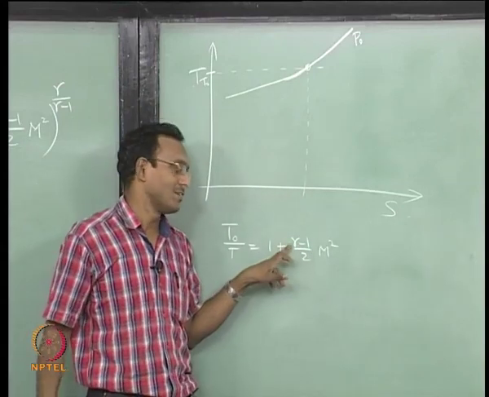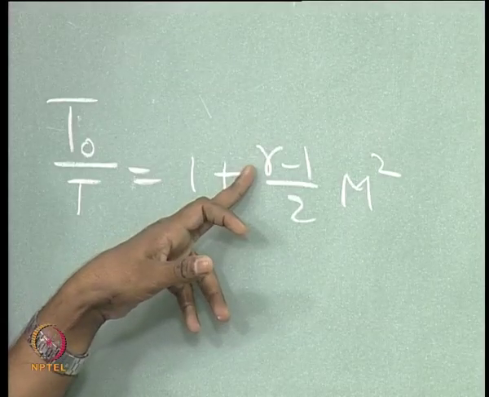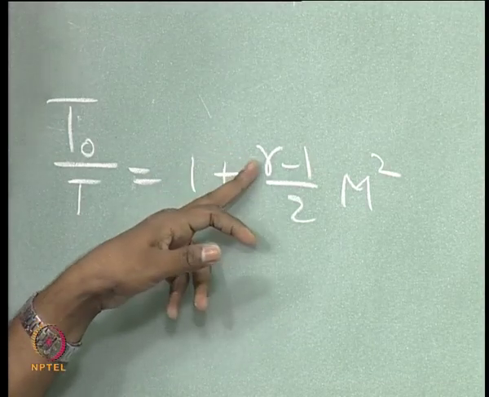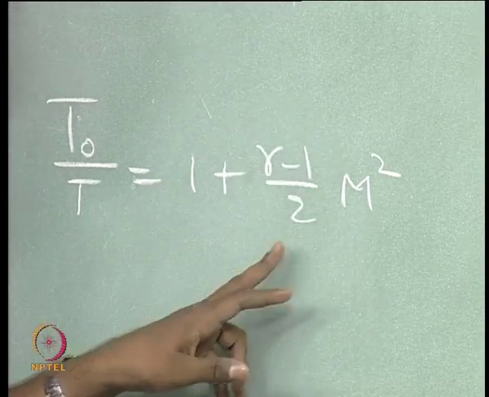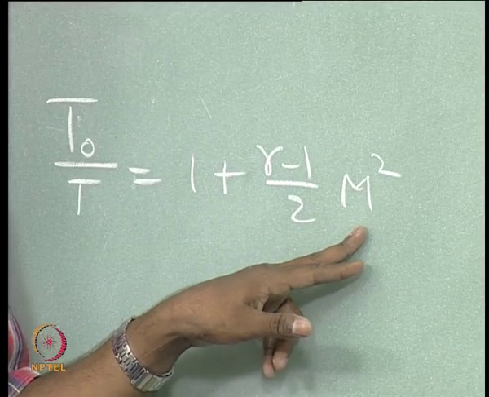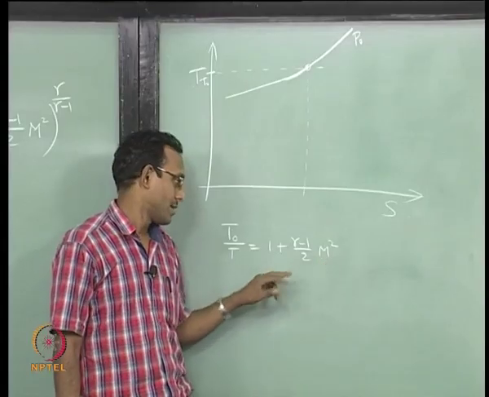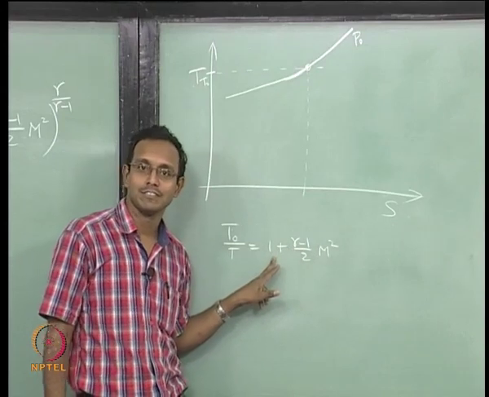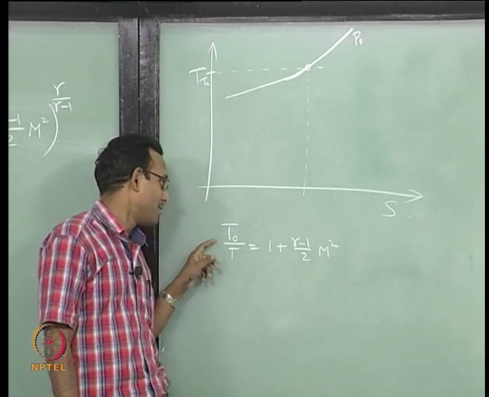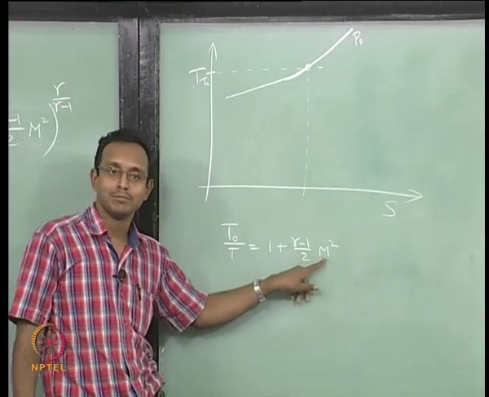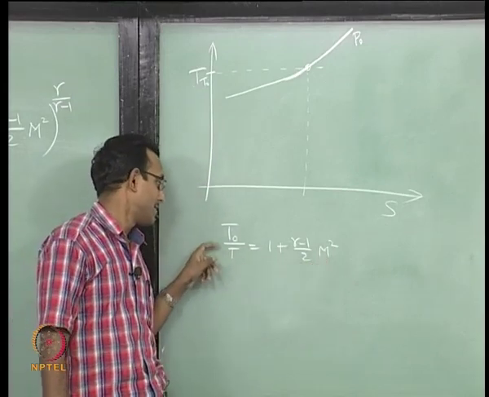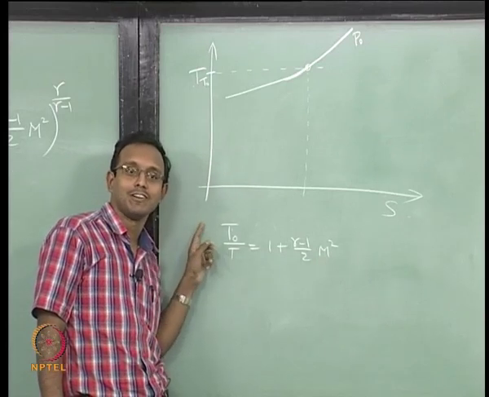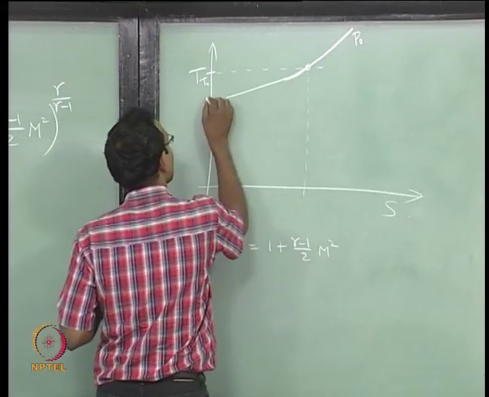Gamma is always greater than 1, you can easily prove it. Cp is always greater than Cv, and Cp by Cv is gamma. So this is always greater than 1, a positive quantity. M is less than 1, but still M square is positive, so the whole thing is always more than 1, never less than 1. So if I have any velocity, even subsonic, then T naught by T will be greater than 1, which means T is lesser than T naught. So I am going to go to some other lower temperature.